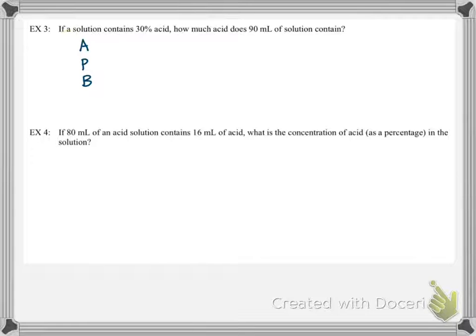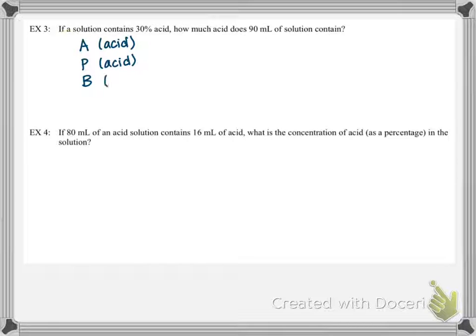How much acid is it, right? This is saying if you could somehow separate the pure acid from the water, 30% of your solution would be pure acid, and the other 70% would be pure water. And so our percent is how much acid is in the solution. And that means our amount has to also be how much acid is in the solution.